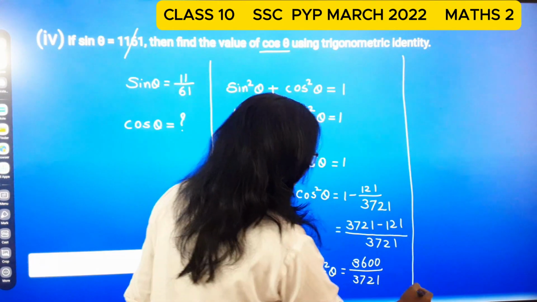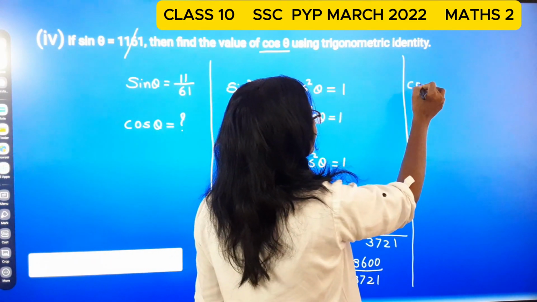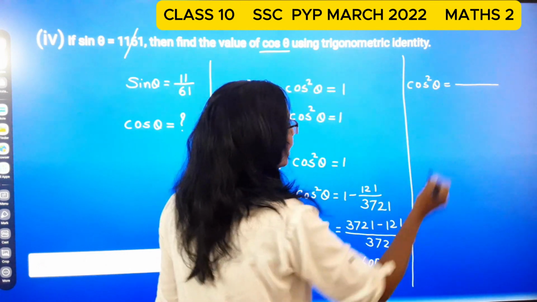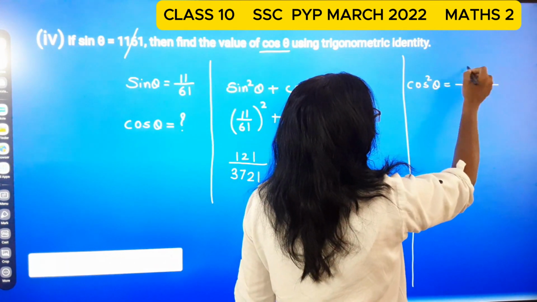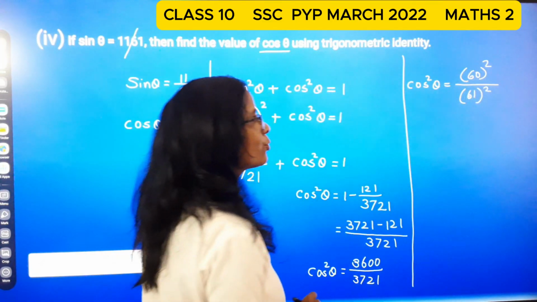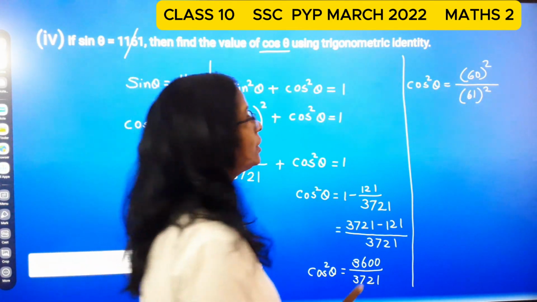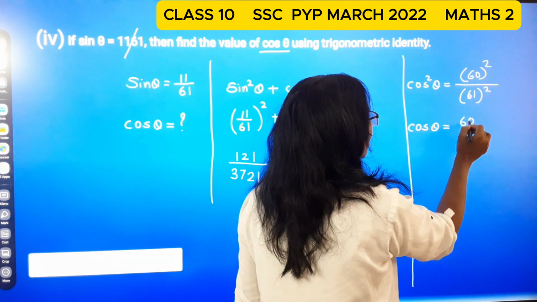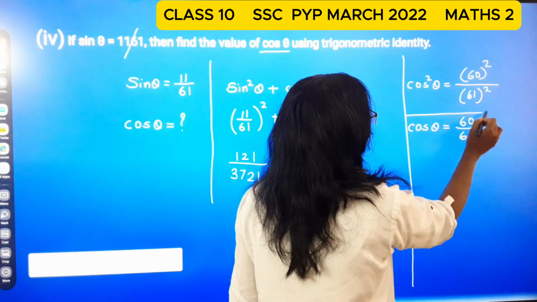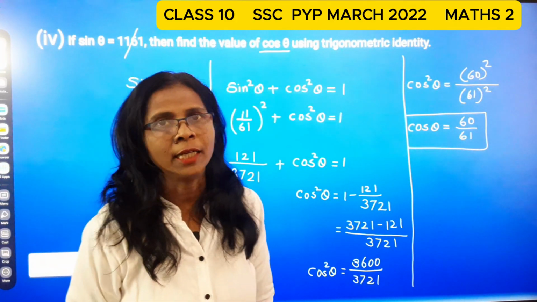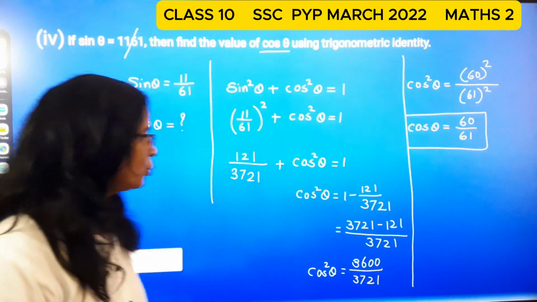Now cos square theta is equal to the square of 60 over the square of 61. Taking the square root on both sides, cos theta is equal to 60 upon 61. So this is our final value of cos theta. Then the next example, students.